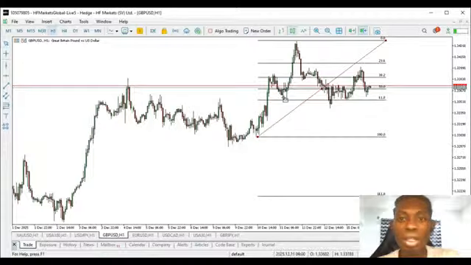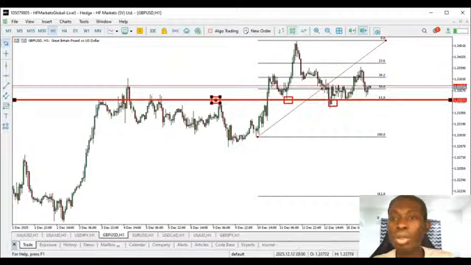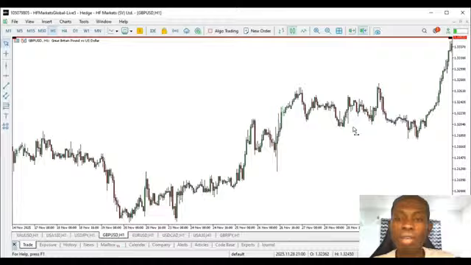Then we have this. You can see this level of support here, support here, then support here. So you will draw your horizontal line now. You see that it cuts across different supports, and this is where it was holding. And if you had entered this trade, you would have gained some pips because of that rejection.